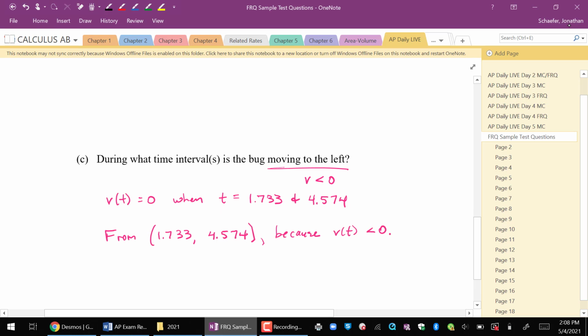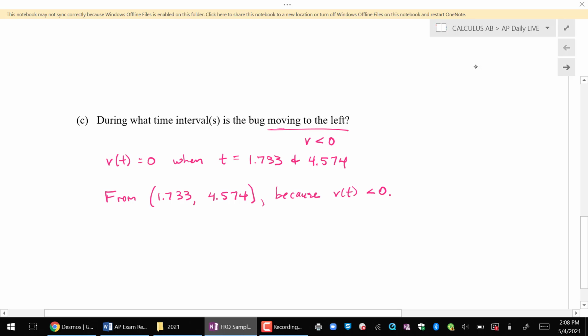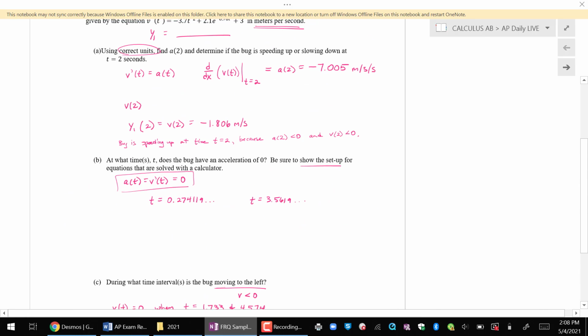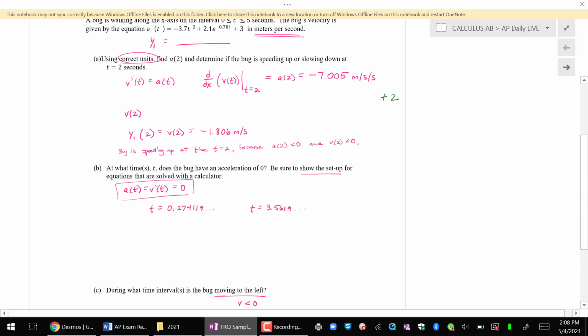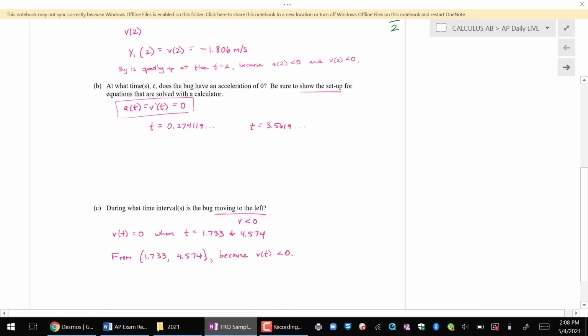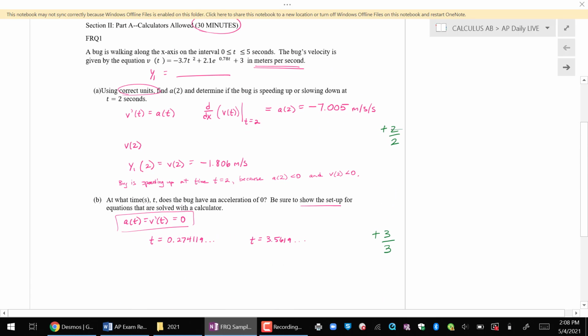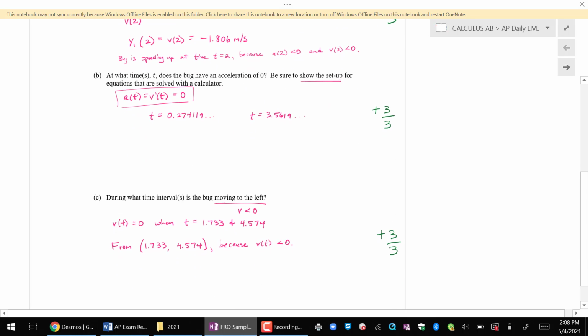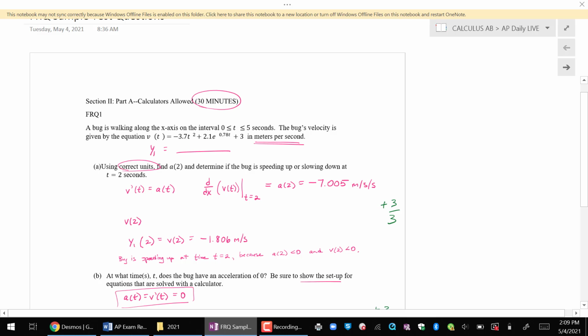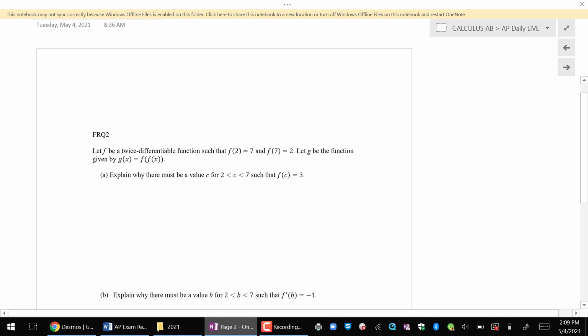So point totals here. Every FRQ is worth 9 points in your traditional AP exam. So I have 2 points up here in part A. I've got 3 points for part B. And a final 3 points here in part C. Oh, I apologize. Sorry, part 1 is actually also 3 points, not 2. There's our total of 9. Okay. So that's FRQ number 1 with the calculator. I'm going to go to the next one in the same video here and just continue on.